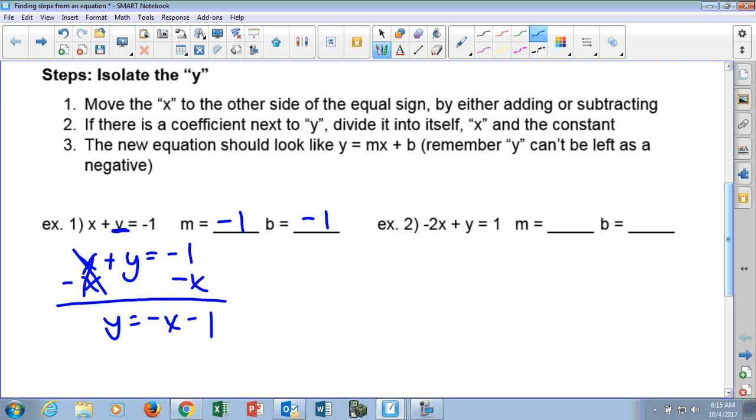All right. So I'm going to give this a pause. I'm going to give you guys a few minutes with your shoulder partner. I want you to see if you can solve number 2. Just number 2. Work these steps out.